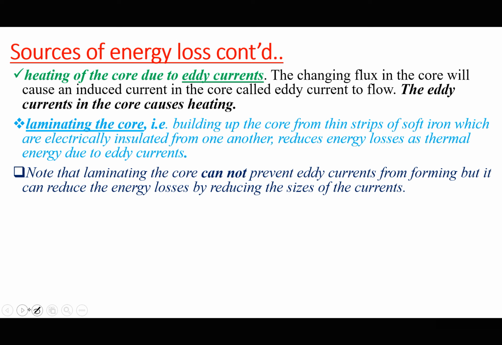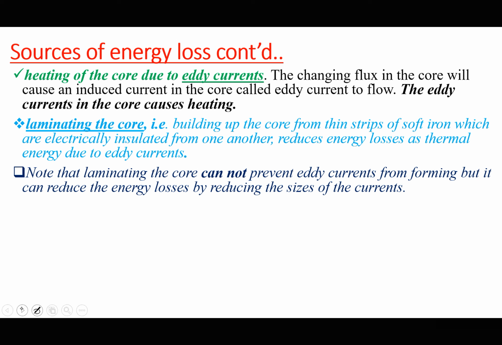Laminating the core cannot prevent or stop eddy currents from forming, but it reduces the energy losses by reducing the sizes of the currents. Instead of the currents adding up to give a very large heating effect, the eddy currents in one strip do not add up to the eddy currents in the neighboring strip. So this minimizes the amount of heat loss due to these eddy currents.